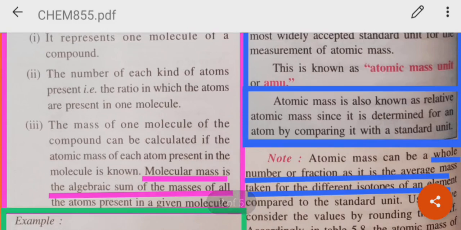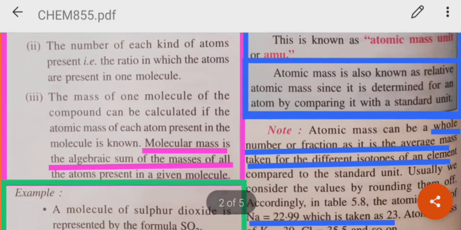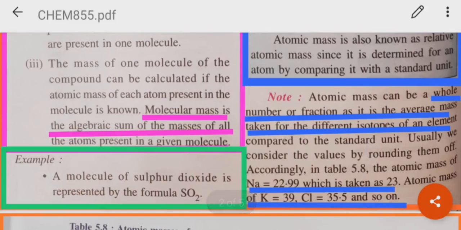Now, atomic mass is also known as relative atomic mass, since it is determined for an atom by comparing it with a standard unit. And what is the standard unit out here? 1/12 of the mass of carbon. So, atomic mass can be a whole number or a fraction. Why is it a fraction? Because it is the average mass taken for the different isotopes of an element.